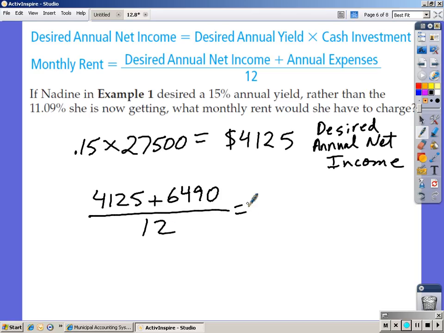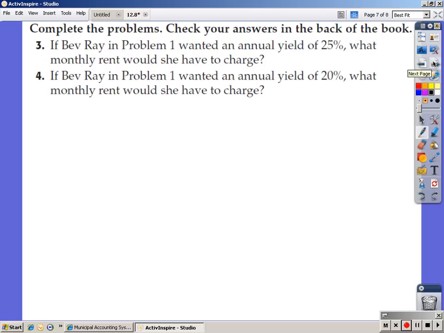Okay, plug that in your calculator: 4125 plus 6490 divided by 12 gives you a monthly rent of $884.58. Okay, that's what Nadine needs to charge in order to get the 15% annual yield that she wants. All right? Okay, you guys try 3 and 4 real fast. Shouldn't take you very long.